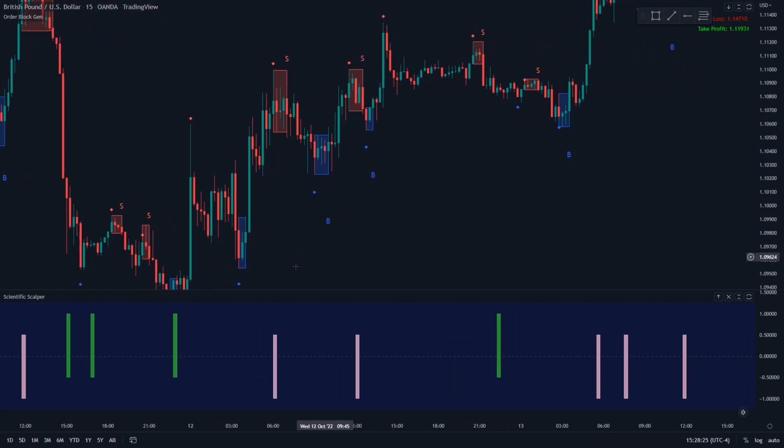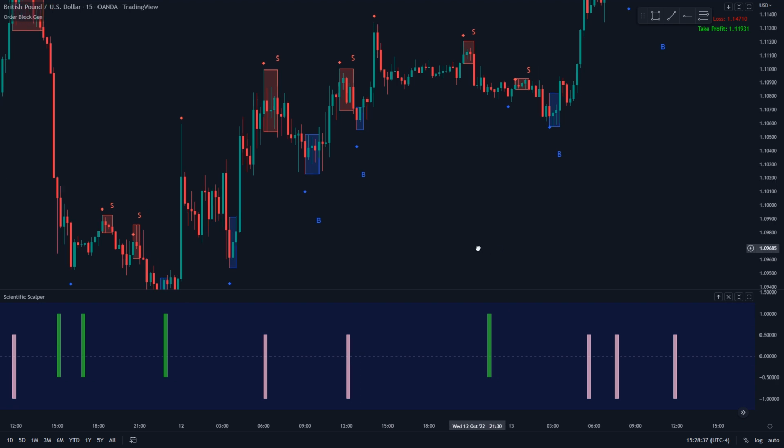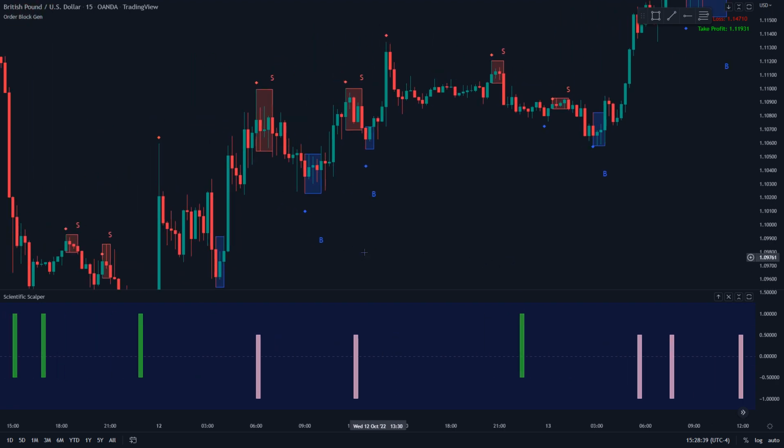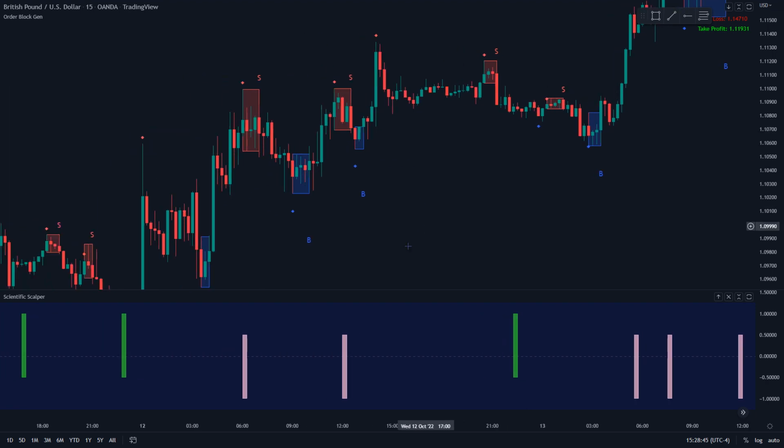So let's keep going. We are expecting these lows to not get run through. As long as we've got the blue background and it keeps printing valid buy signals, then we are expecting these bullish order blocks to continue to hold. So we don't get any bullish signals here, but we still got the one from down here.